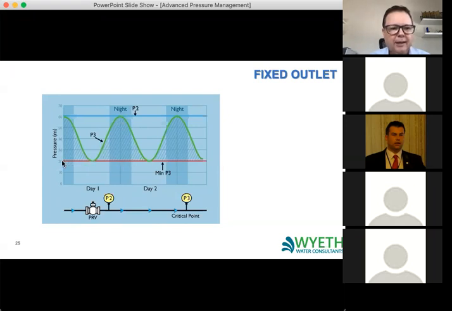We could actually, if we could bring it down to 20 meters constantly across 24 hours, that would give us the most efficient use of our PRVs, because we're then looking to reduce any excess pressure. So with a basic PRV where we have a fixed outlet, yes, it's starting to give us benefits in terms of reducing our leakage volumes and burst frequencies, but we can do more.